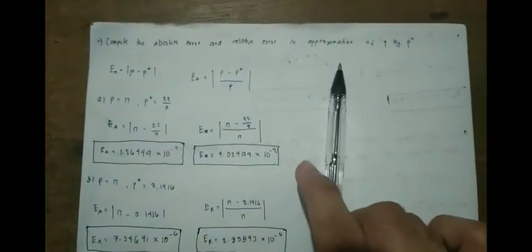This is ASP Garlet BSCE 2, and I will be answering the assignment for the engineering mathematics. So the assignment has 3 questions. So this is the first question. Compute the absolute error and relative error in approximation of P by P asterisk.